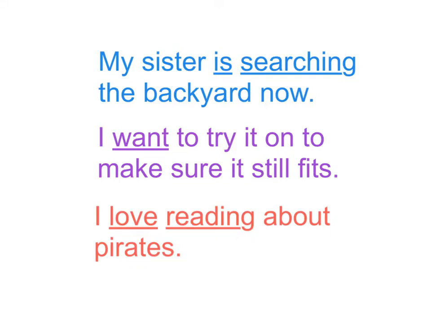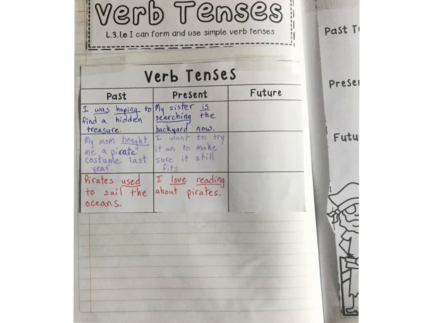All right, here are the sentences that you need to write down in the present column. My sister is searching the backyard now. I want to try it on to make sure it still fits. I love reading about pirates. You'll notice that some of these words are underlined, and that's because they are the verbs in these sentences. Pause the video here so you have time to write these 3 sentences.